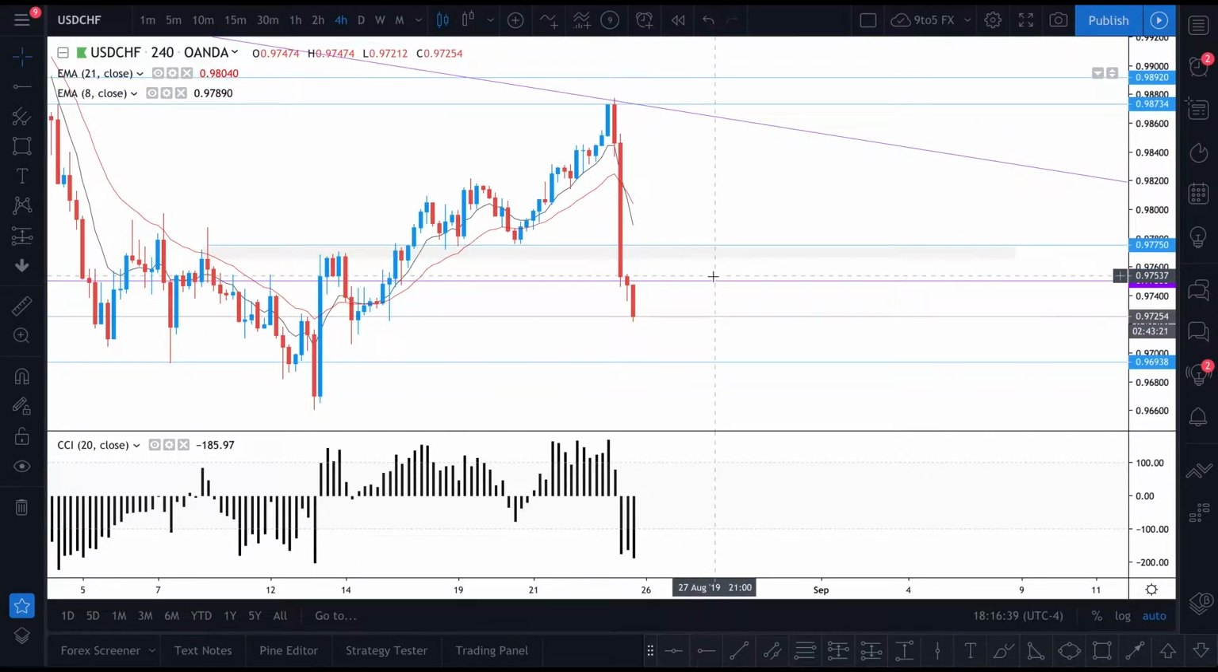Again, that's 97750. You can see it here. That is a previous support level that it just blew straight through. That's the most recent one we have. Again, a ceiling turned into a floor. And yeah, so that's USDCHF.